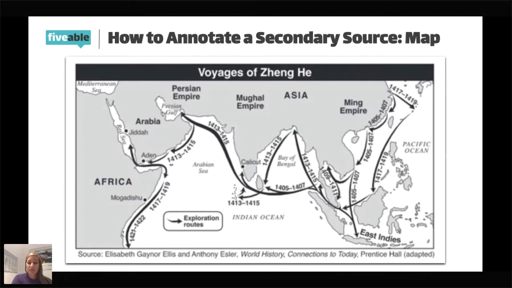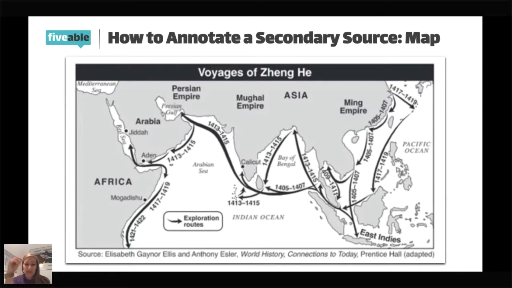So in this one, we don't have the words to rely on. All we have is this tiny little key, and all it says is exploration routes. So these are the voyages of Zheng He. I know that he was sent by the Ming Emperor, which is Chinese. So in this map, I do think it's hard if you don't know Zheng He, because it's really hard to find the starting point. Anybody else agree with that? It's kind of hard to find the starting point on this map. I know that he came from China, so I can trace the voyages a little easier that way, because I can start at China and see where he's going.